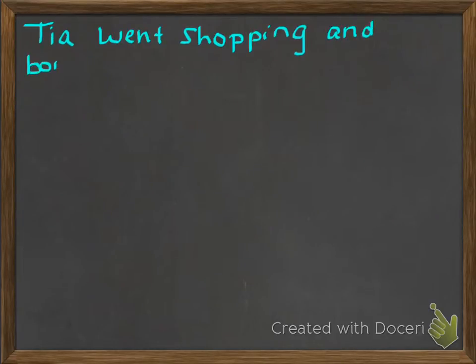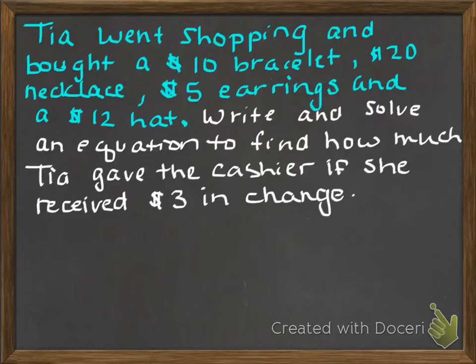All right, so now you'll see the next problem. I know the problem looks long, but you are going to want to write the problem on your paper. The problem says Tia went shopping and bought a $10 bracelet, $20 necklace, $5 earrings, and a $12 hat. Write and solve an equation to find how much Tia gave the cashier if she received $3 in change. So this problem is similar to the problem that we had with Alejandra buying the birthday gift materials.